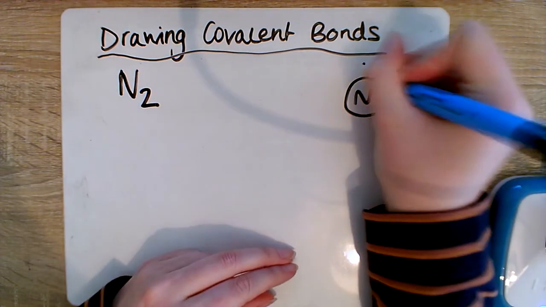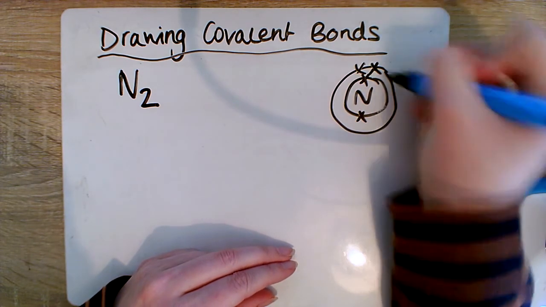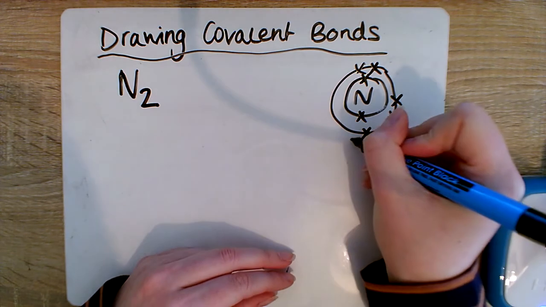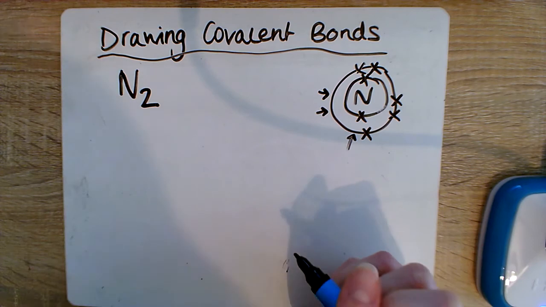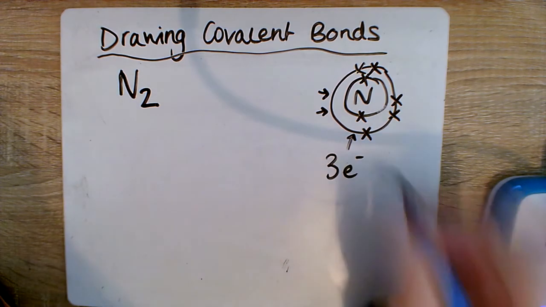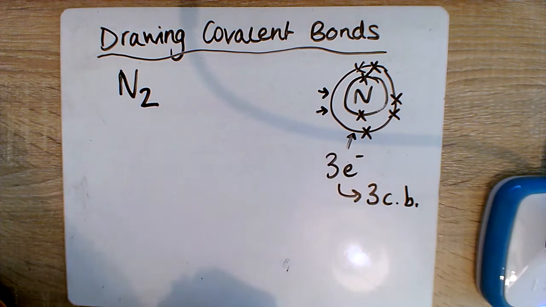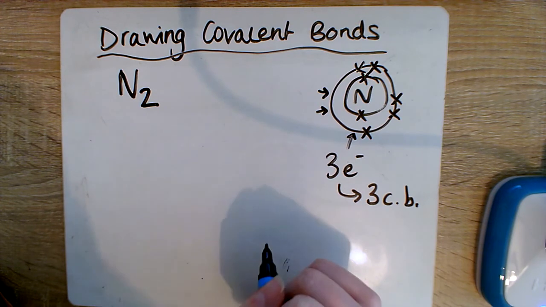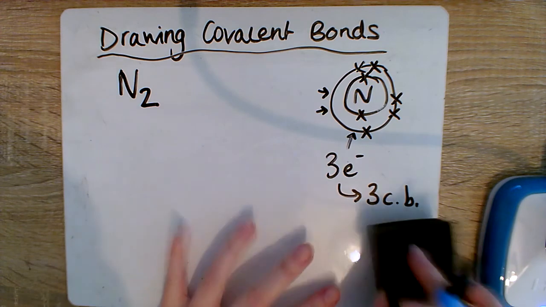So we just do a quick sketch of a nitrogen atom. So 1, 2, and then 3, 4, 5, 6, 7. So my nitrogen atom has got space for 3 more electrons. It needs 3 electrons, therefore it's going to form 3 covalent bonds. So a bit like hydrogen needed 1, so it formed 1 covalent bond. Oxygen needed 2, so it formed 2 covalent bonds. Nitrogen needs 3, so it's going to form 3 covalent bonds.